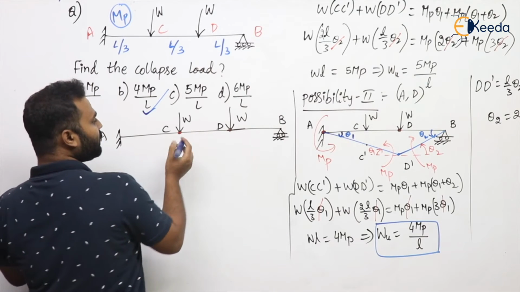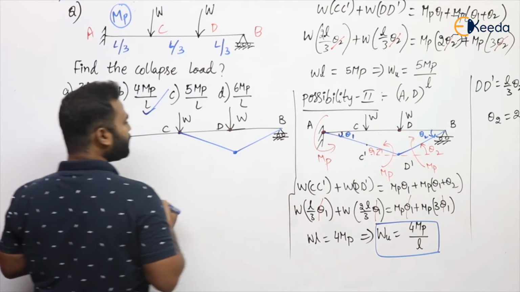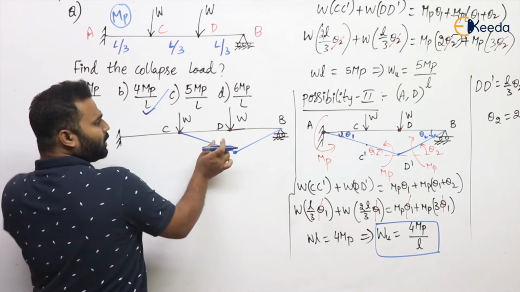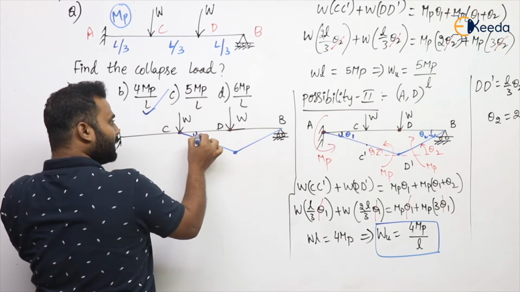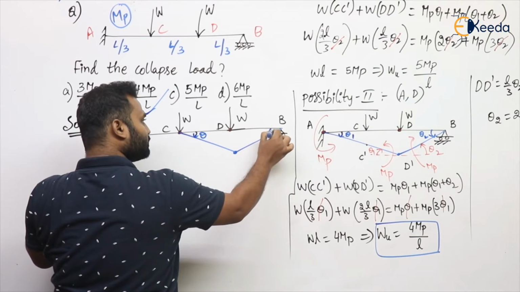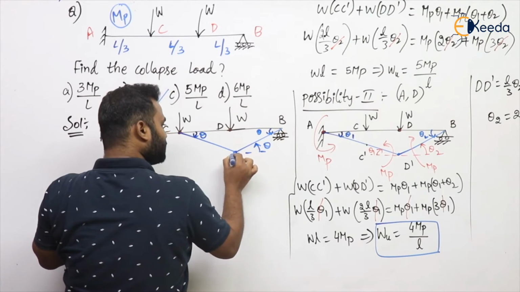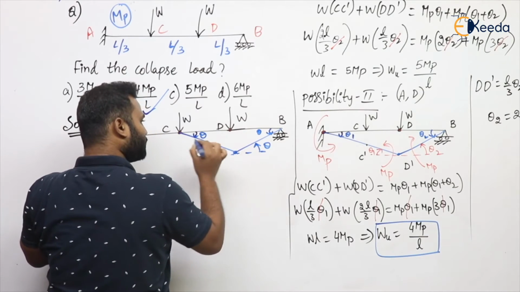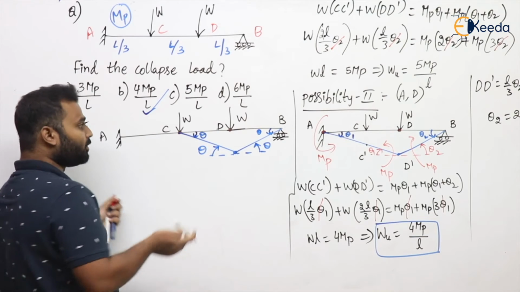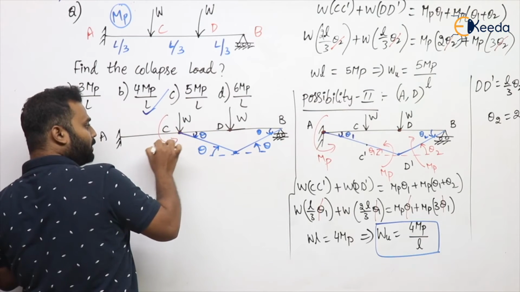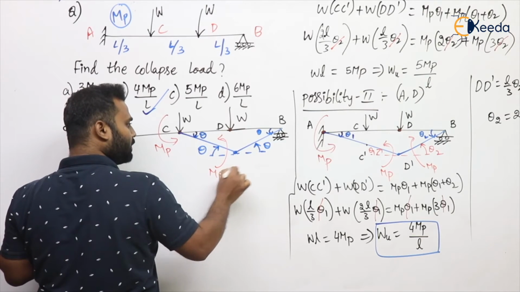Now the mechanism diagram for this case will be like this. Here the hinge is forming exactly at the center of CB, therefore the angle here is equal to the angle here also. This is theta and this is theta. Is that okay? Wherever a plastic hinge is forming, at all those locations plastic moment will develop. At C a plastic hinge is forming, therefore here it is MP. At D also a plastic hinge is forming, so here it is MP.